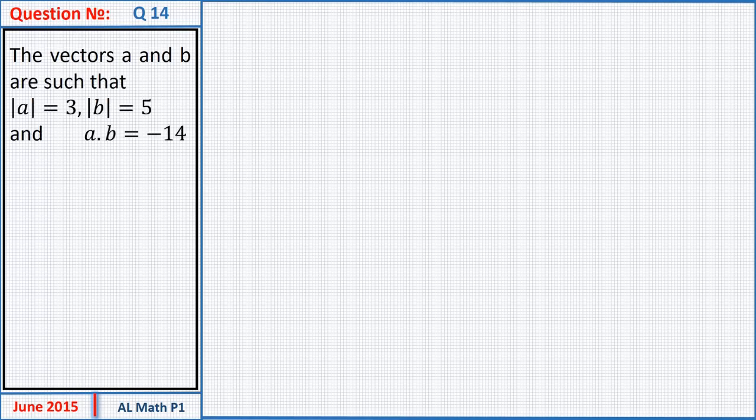Question 14. Question 14 says the vectors a and b are such that the magnitude of a is this and the magnitude of b is that, and a dot b is equal to this, then the magnitude of a minus b is equal to, as you know, the different answers.